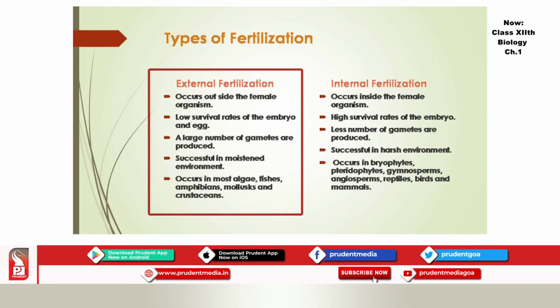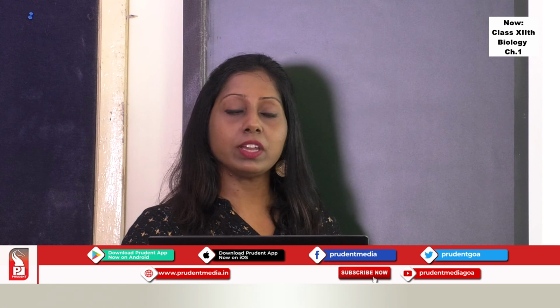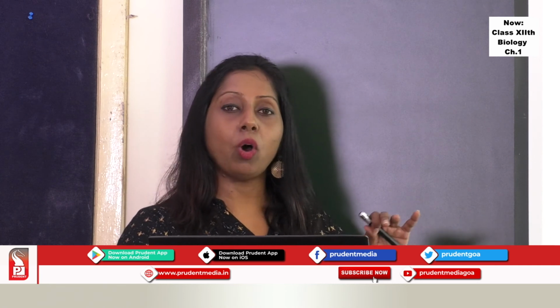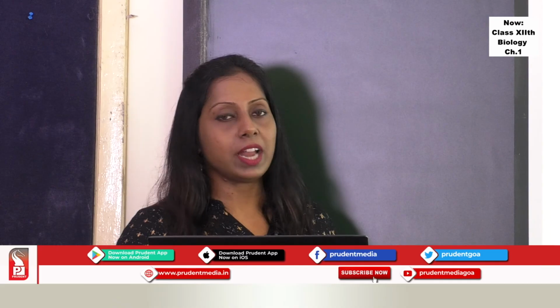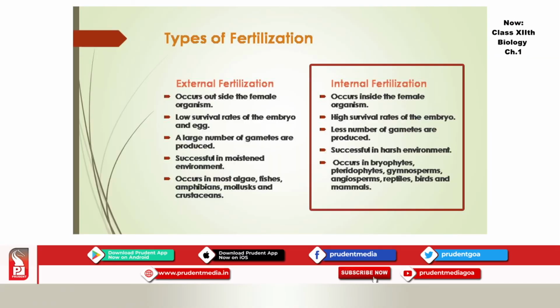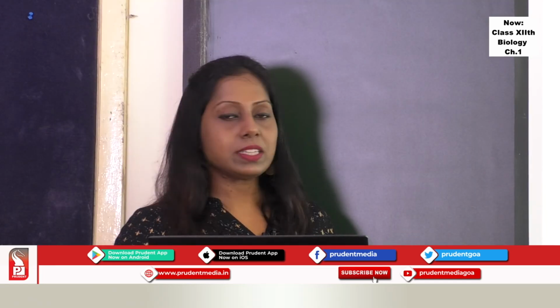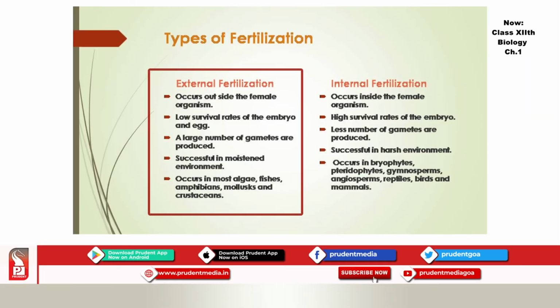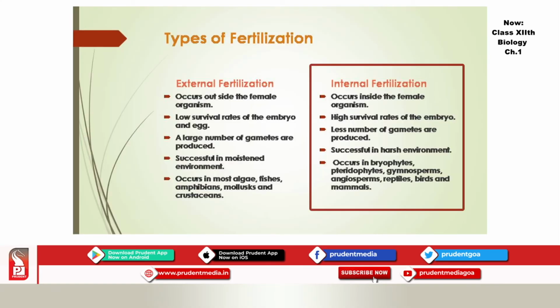So external fertilization is successful in a moist environment only. That means this kind of fertilization is always going to be noticed where you have an aquatic environment. Whereas internal fertilization is going to be successful even in harsh environmental conditions. External fertilization occurs in algae, fishes, amphibians, mollusks and crustaceans, whereas internal fertilization is seen in bryophytes, pteridophytes, gymnosperms, angiosperms and reptiles, birds and mammals.